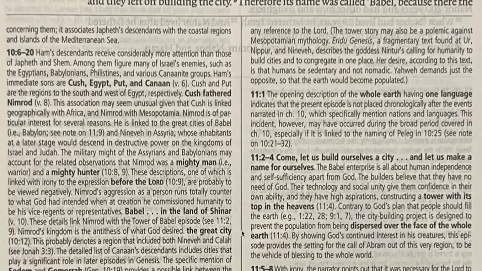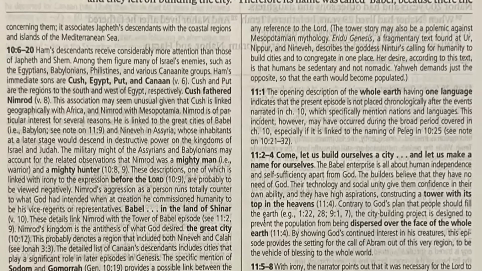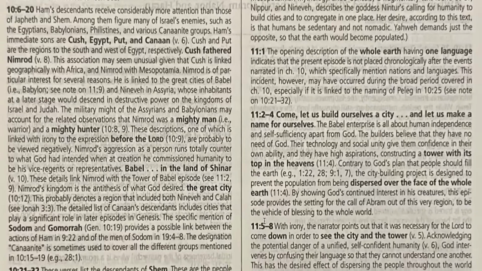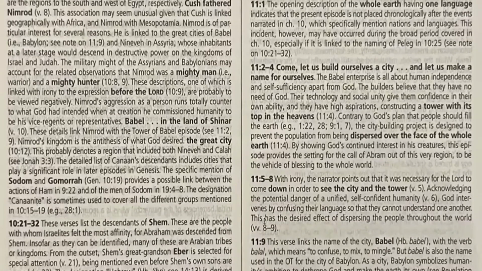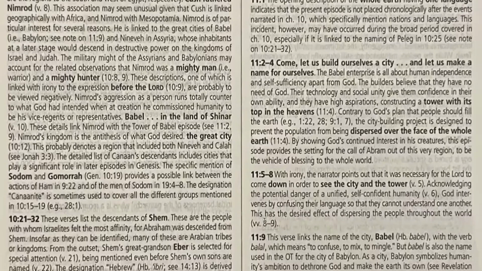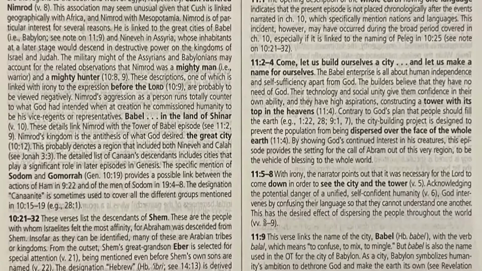So we have here. All right. So we move on to the next note. Chapter 11, verses 5 to 8. With irony, the narrator points out that it is necessary for the Lord to come down in order to see the city and the tower. Verse 5, acknowledging the potential danger of a unified, self-confident humanity.